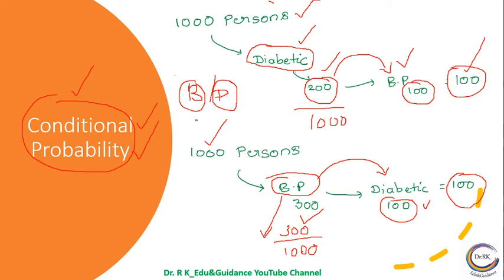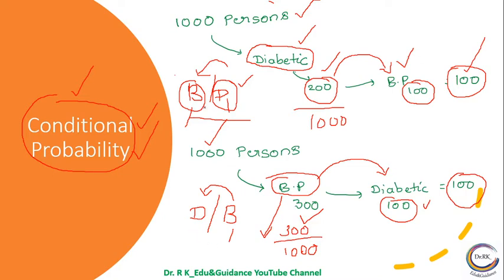This is what we call a conditional event, B given D. That means D happened first, followed by B, or B happens with the condition that D has already happened, that is, they are already diabetic. Now take the second case: these are already BP patients from whom we are testing for diabetes. This is D given B. What is the difference between these two? Both are conditional events. The difference is that here diabetes comes first followed by BP, and there BP comes first followed by diabetes. So these are all called conditional events.